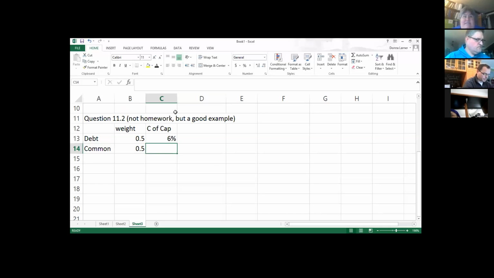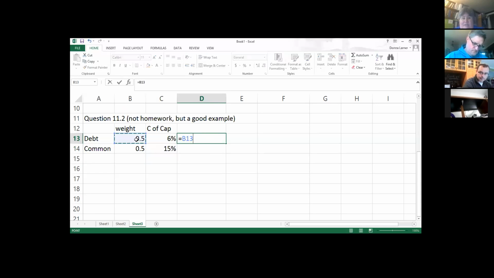Then the next one says they're thinking about another machine that's only going to give them a 9% return. So it's going to increase their profits by 9% if they buy this new machine, but they'd have to issue stock in order to buy it. And that's going to cost them 15% cost of capital for stock. Okay, so common stock and common equity is the same thing. Equity is another way of saying stock. So we're going to do what we did before and multiply these.